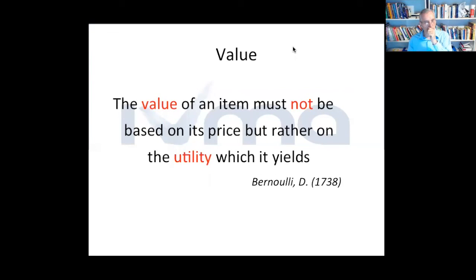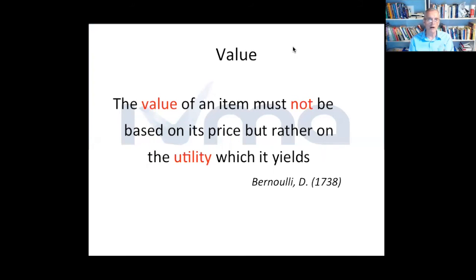Now, ever since I wrote up my PhD thesis, going way back a number of years now, I've been influenced by the writings of this man, Daniel Bernoulli, famous philosopher and mathematician. And he wrote, amongst a lot of other things, in 1738. 1738, there's nothing new under the sun. In 1738, he said this: the value of an item must not be based on its price, but rather on the utility which it yields.